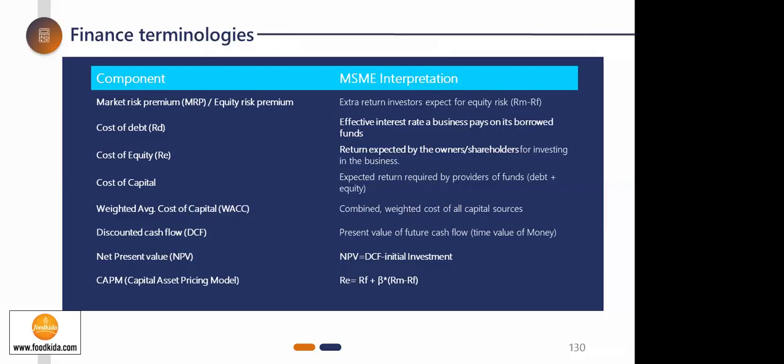Beta is something which is directly proportional. Means what? When I say beta, higher the beta, higher is the risk. Lower the beta, lower is the risk. To understand it in simplified terms, you can consider beta as the risk.